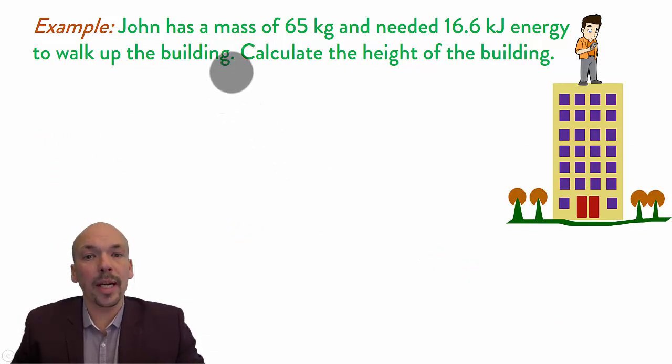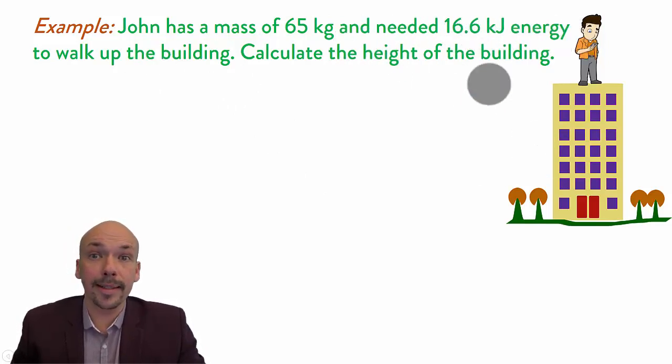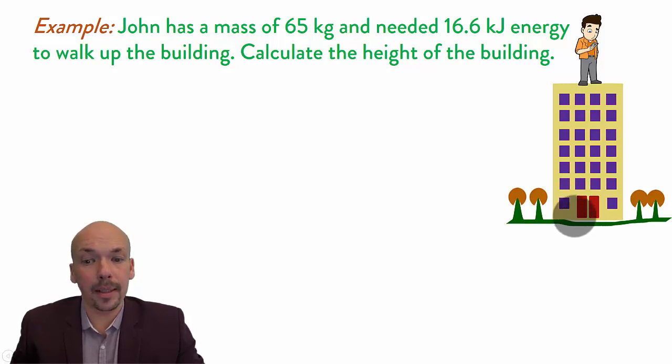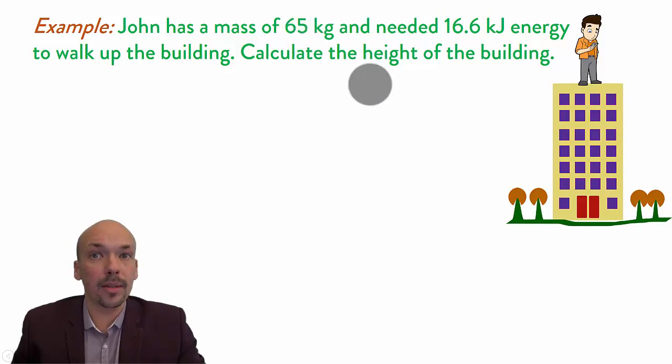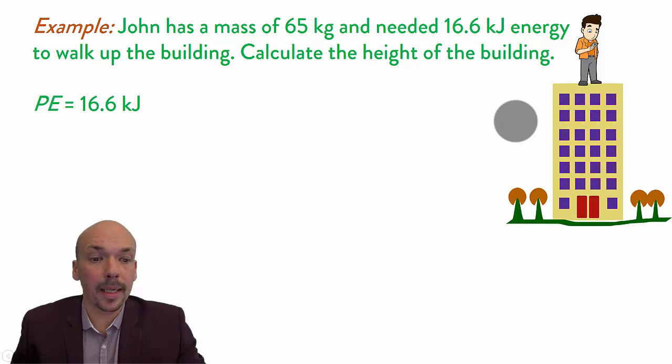Another example: John has a mass of 65 kilograms, and he needed 16.6 kilojoules of energy to walk up this building. Calculate the height of the building. So he started here, and then he needed 16.6 kilojoules to walk up with his mass, and you can now calculate how high he went. Try this for yourself. The answer I will give now.